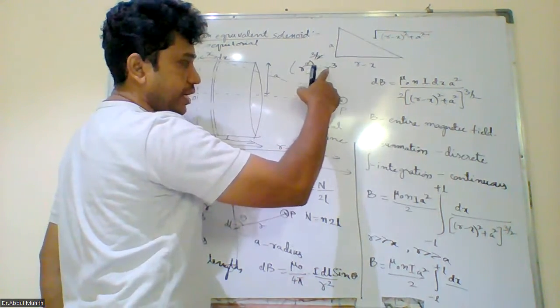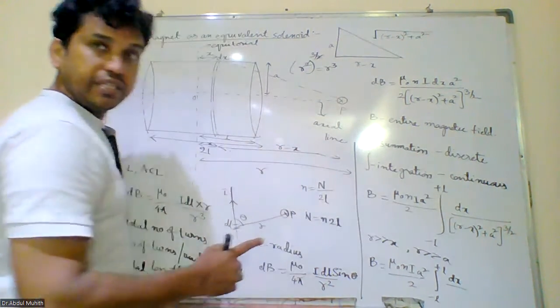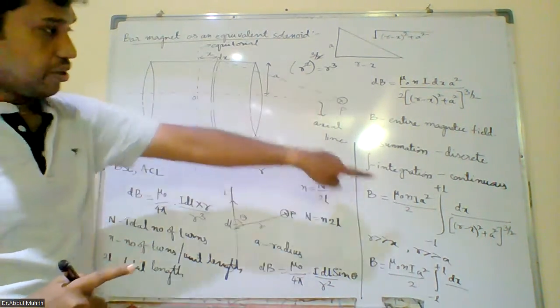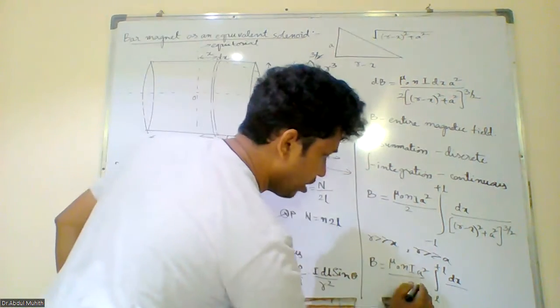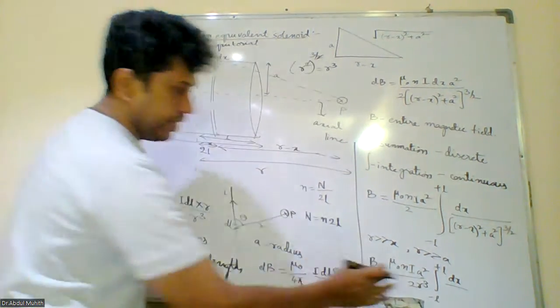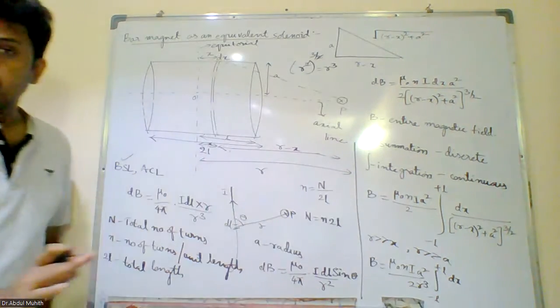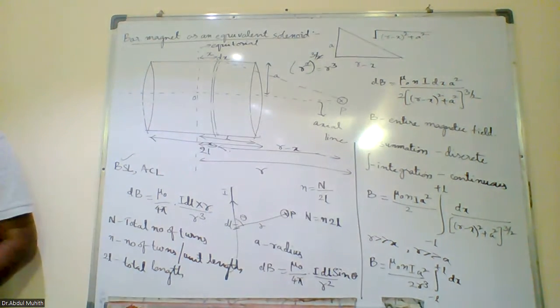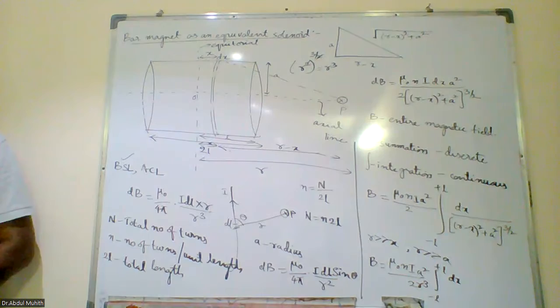But R is a constant with respect to dx. So I'm taking R cube outside. Is that clear? So only dx is left inside. Is that clear now? Okay. Copy this. Is it clear, all of you? Both of you clear? Okay.